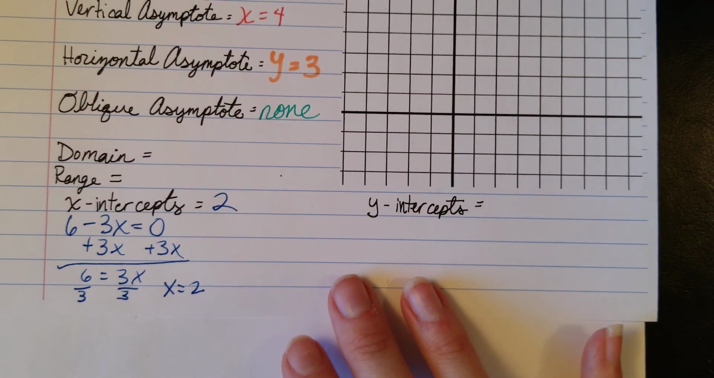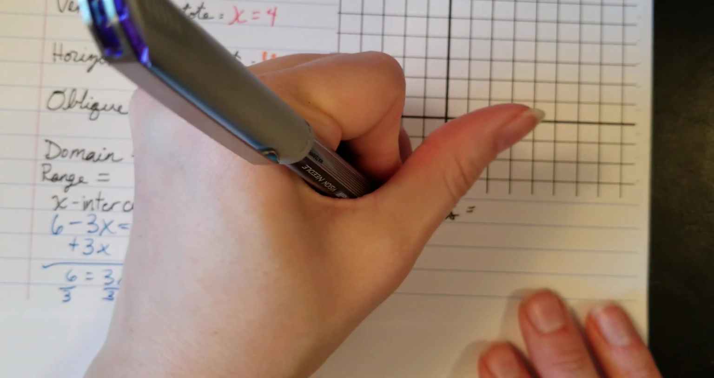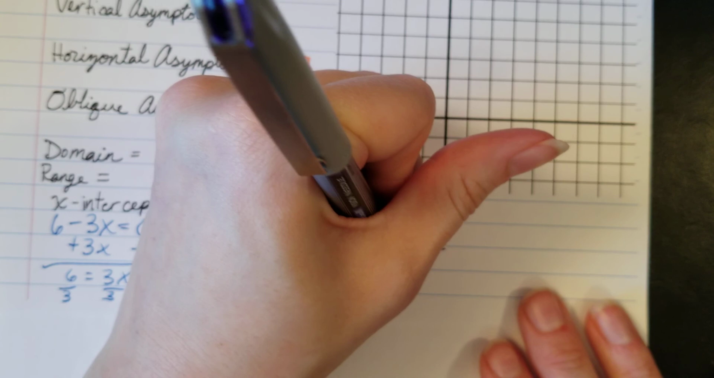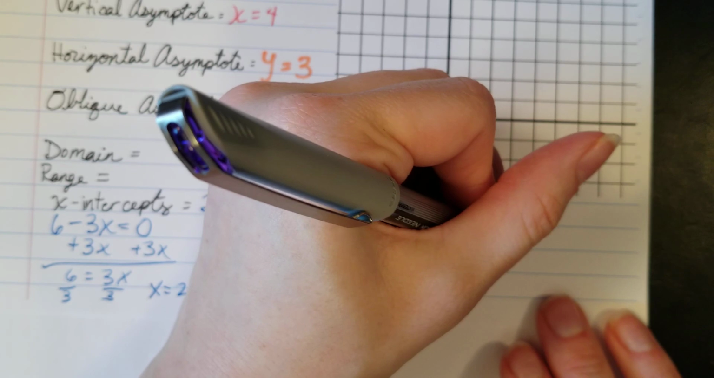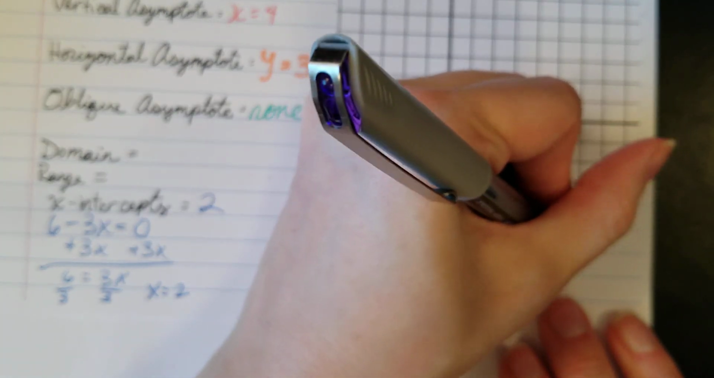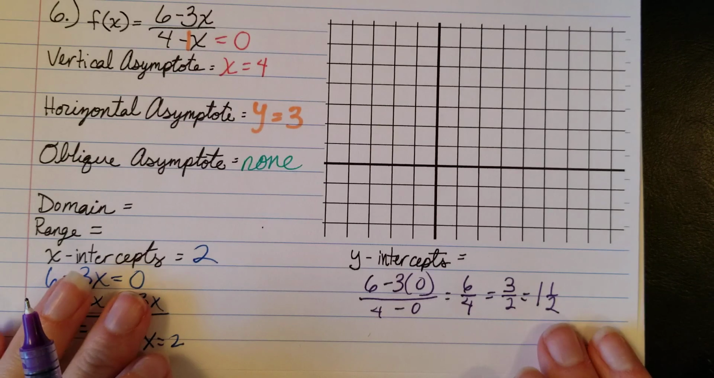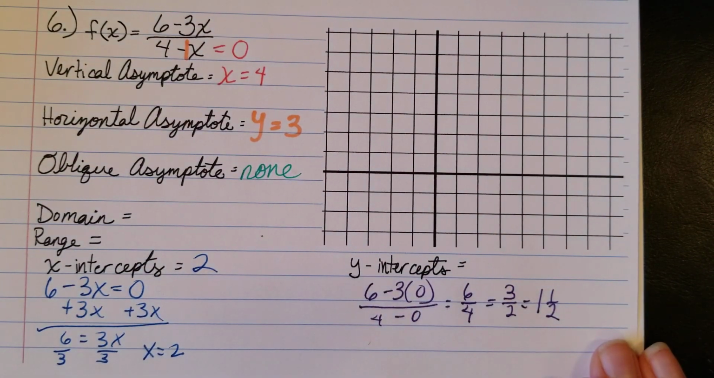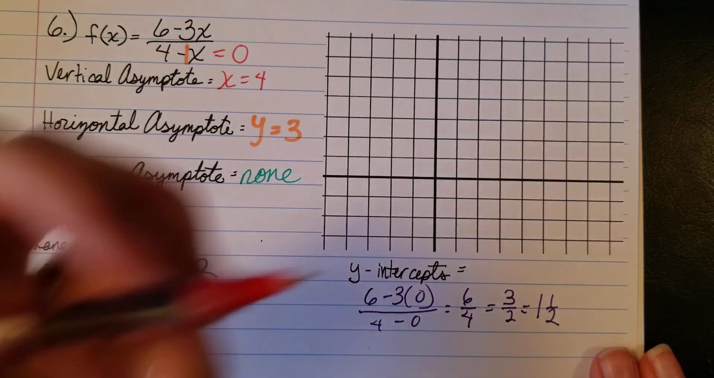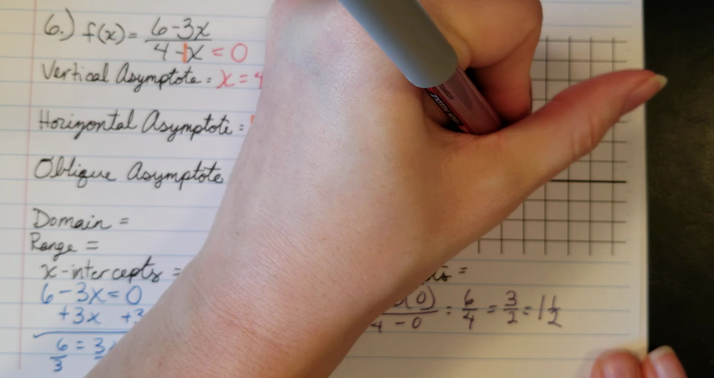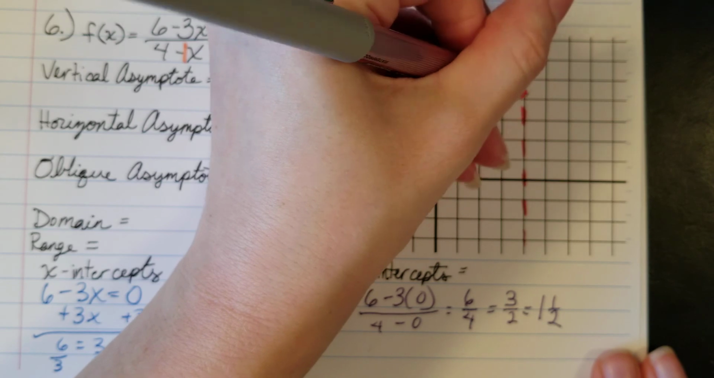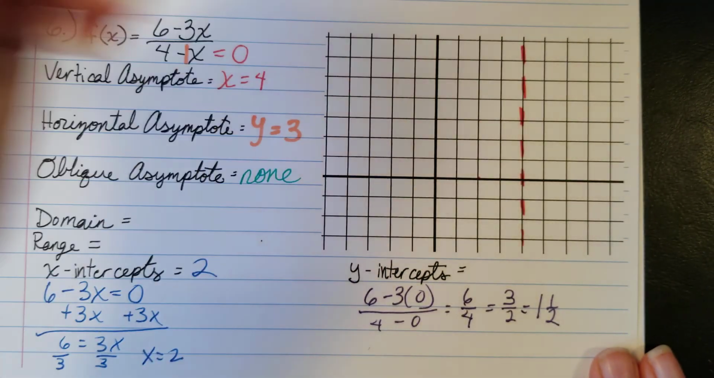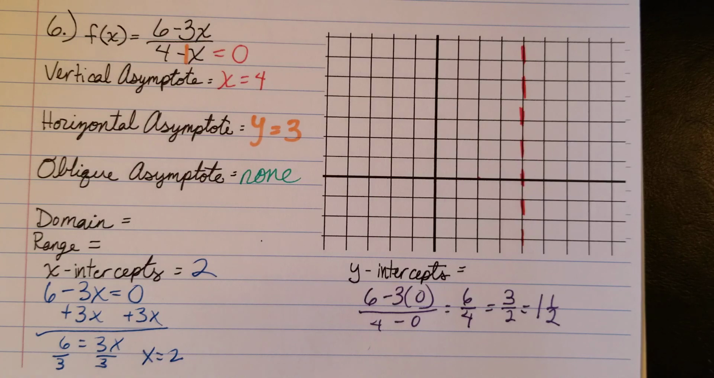And then to find the y-intercept, plug in 0 for x. 6 minus 3 times 0 over 4 minus 0. So that's 6 over 4, which reduces to 3 over 2, which is the same as 1.5. All right, so let's put all this on the graph. Vertical asymptote at 4. Horizontal asymptote at 3.